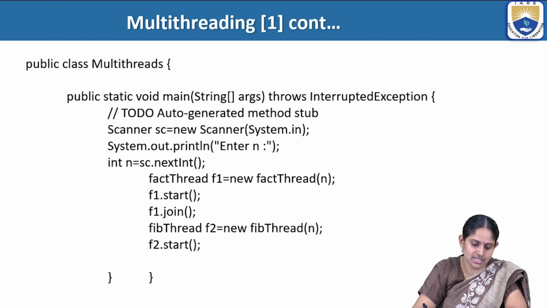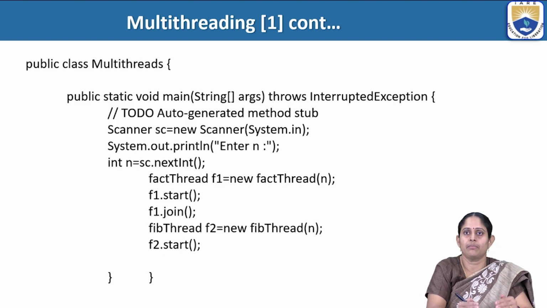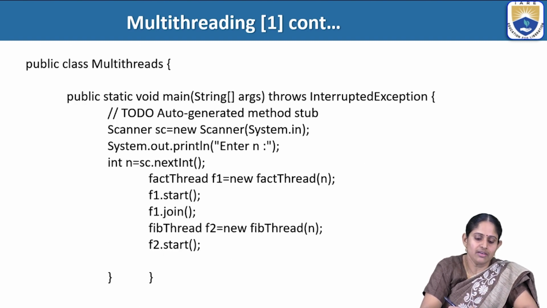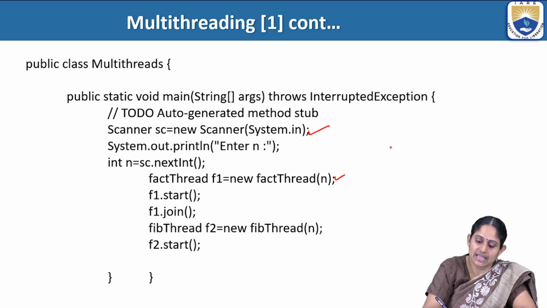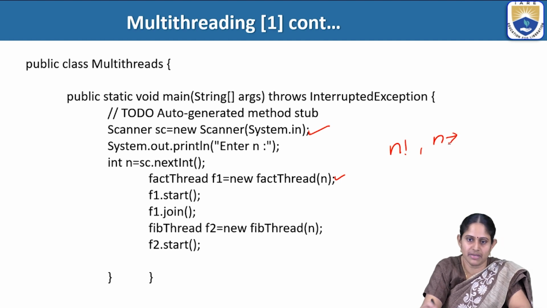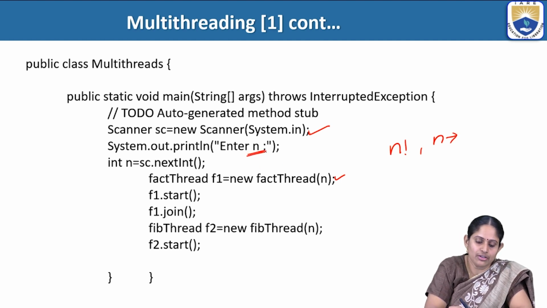Let's see what's happening inside the main first, then from main we'll go to the thread. Here we are creating a scanner object which will read the value of n, and using that n value we will find that n value's factorial, and n number of Fibonacci numbers will be displayed. So here we read the value of n and using that n value we are invoking the factorial thread and the Fibonacci thread.